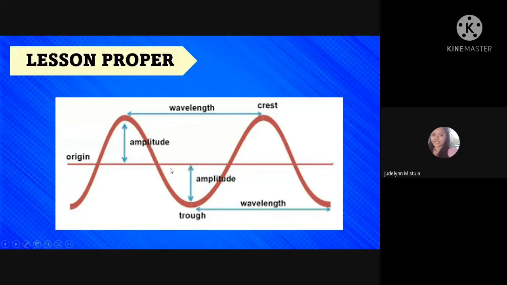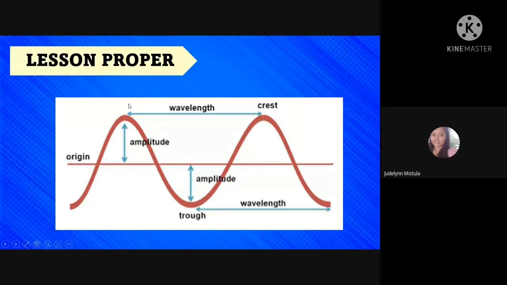The amplitude of a wave refers to the maximum amount of displacement of a particle on the medium from its rest position. Lastly, the wavelength of a wave is simply the length of one complete wave cycle. So, a wavelength can be measured as the distance from crest to crest or from trough to trough.